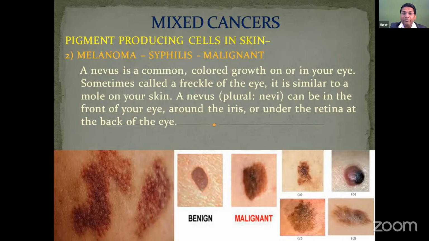And melanoma, it is typically malignant. So it is malignant, that means cancer of pigment producing cells. Nevus is a common colored growth. सॉरी. तो मेलानोमा आप देख सकते हैं, यहाँ पे आपको दोनों का डिफरेंस भी दिखाई देगा. बिनाइन किस टाइप का होता है, मैलिग्नेंट.